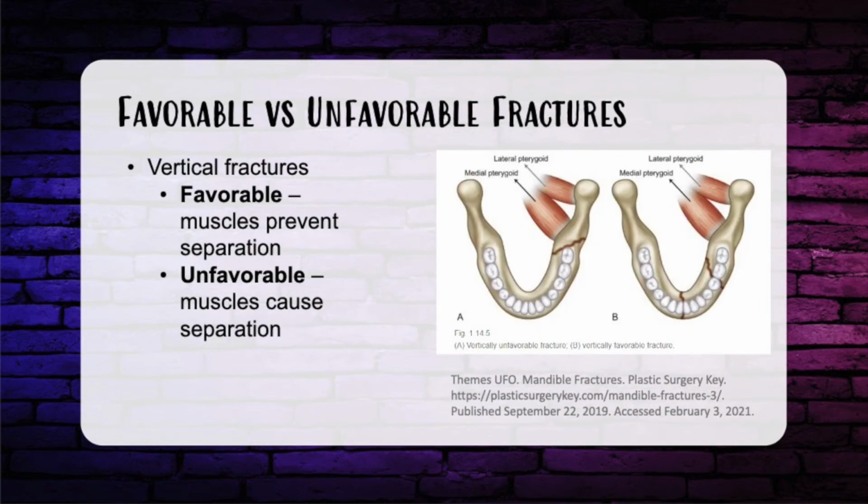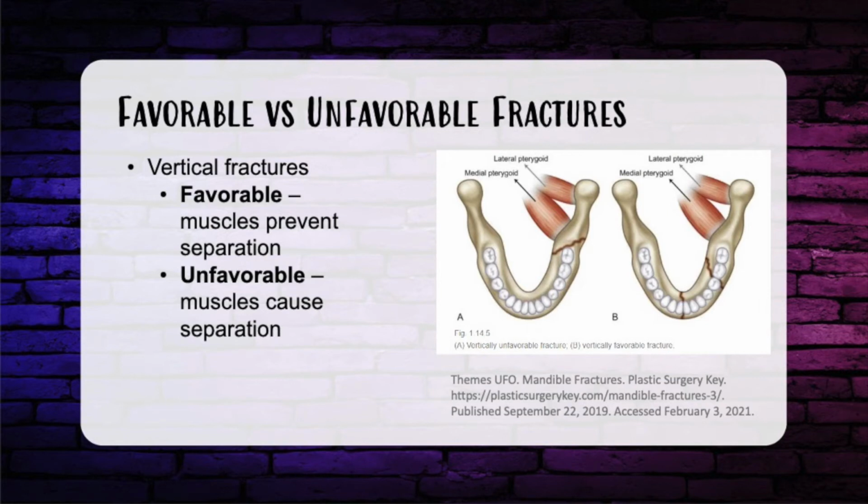Now you're looking at the mandible from the occlusal surface down onto the mandible. Vertically favorable fractures are fracture lines that start at the buccal surface of the mandible and extend obliquely backwards towards the lingual margin of the mandible. Now, the elevator and depressor muscles act against each other and keep the fractures from pulling apart, making it favorable.